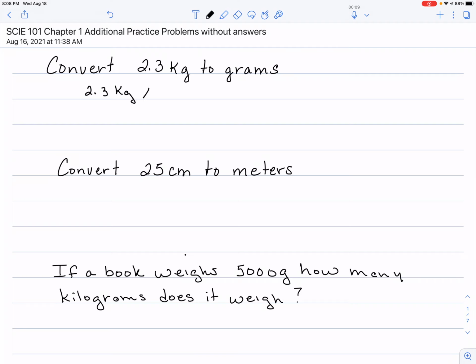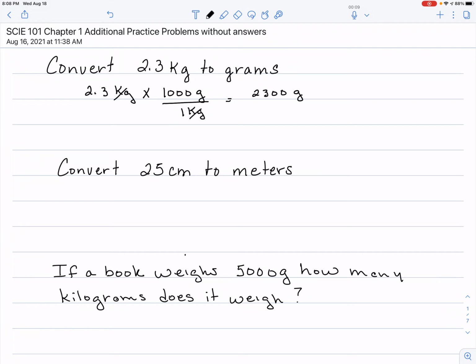And then you look at your conversion table and you see you have 1,000 grams equals 1 kilogram. So we double check. Our kilograms canceled. The only units we're left with is grams, and that's what we want. So then our answer becomes 2,300 grams.